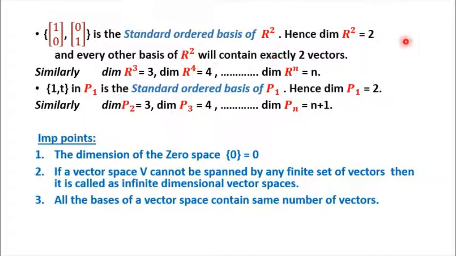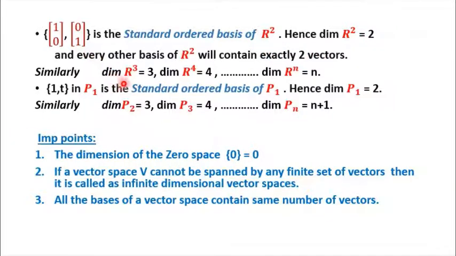And see, if dimension of R2 is equal to 2, it means that every other basis of R2 will contain exactly 2 vectors, because R2 will not have only this as a basis, it will have so many other bases, but all those bases will have the same number of vectors, 2, since its dimension is 2. We will prove it later as a theorem.